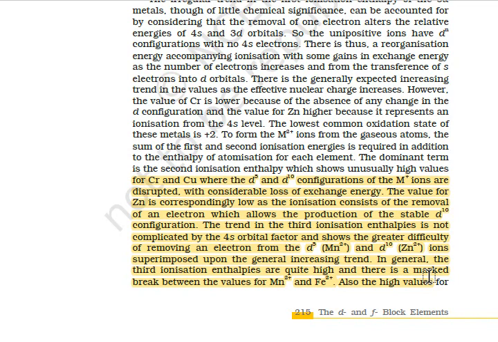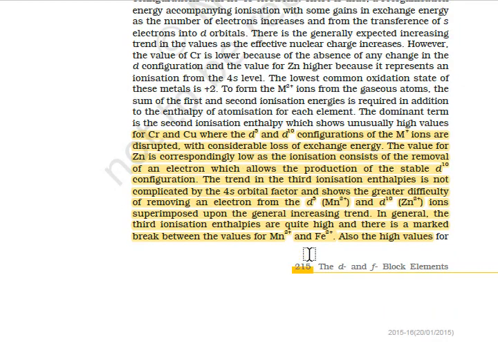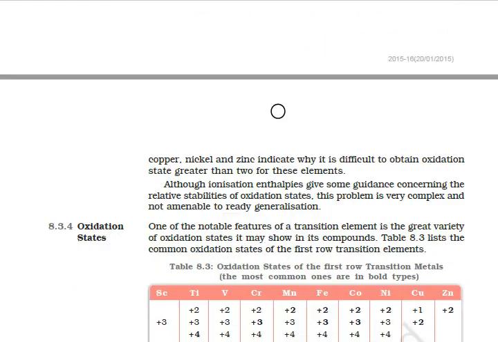Superimposed upon the general increasing trend, the third ionization enthalpies are in general quite high, and there is a marked break between the values of Mn2+ and Fe2+. Also, high values for copper, nickel and zinc indicate why it is difficult to obtain an oxidation state greater than 2+ in these elements. Although ionization enthalpies give some guidance concerning the relative stabilities of the oxidation states, this problem is very complex and not amenable to generalization.